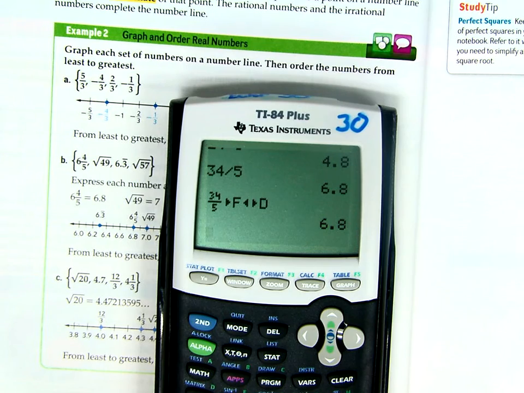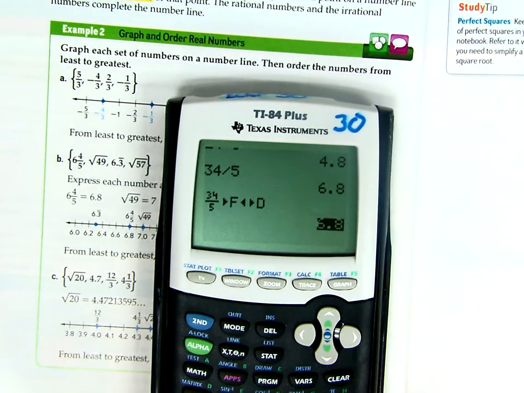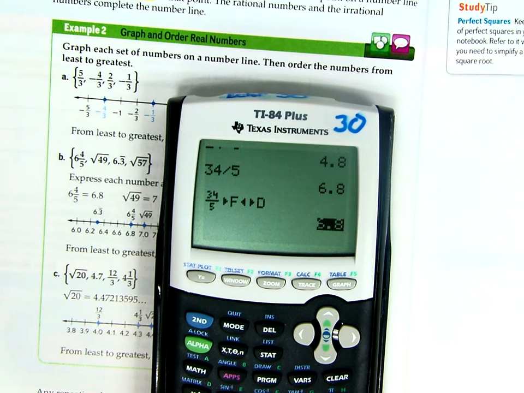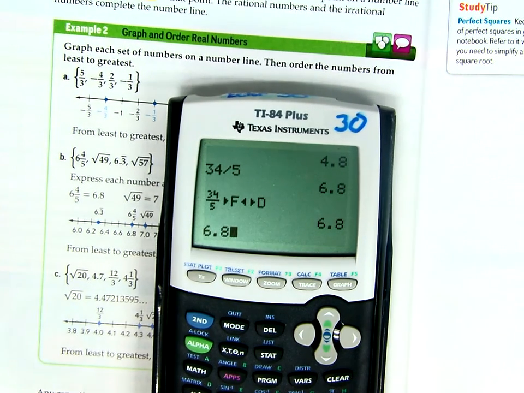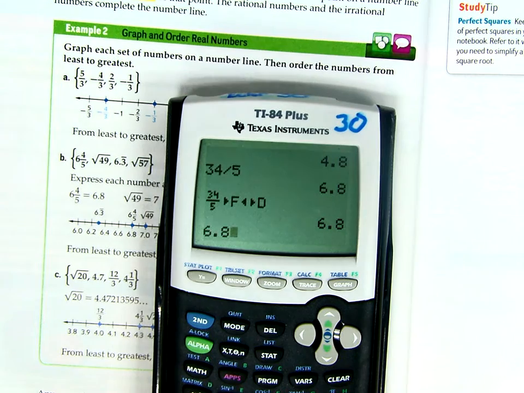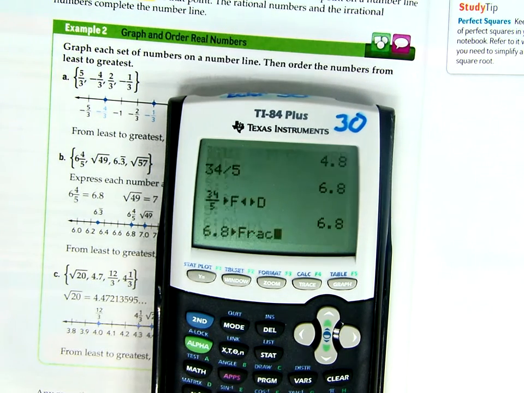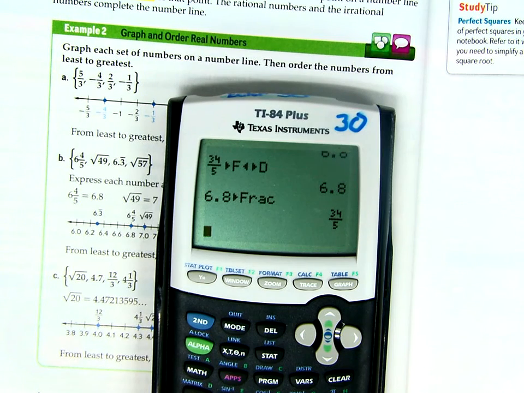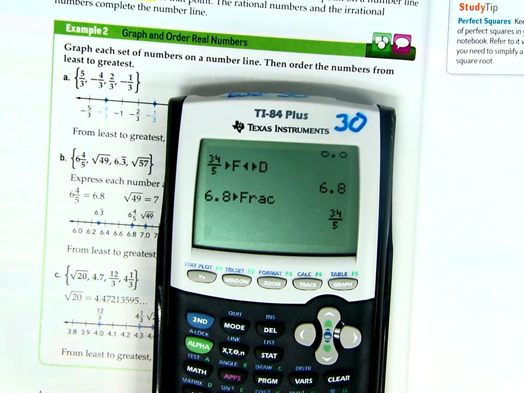Now to take a number and change it to a fraction, I go up here and I highlight the number that I want to change to a fraction. Are you with me, Bailey? I push enter. Now that's going to let me use it. And I push math, enter, enter. And it changed that number to a fraction for me. We'll get a lot of practice with math, enter, enter.